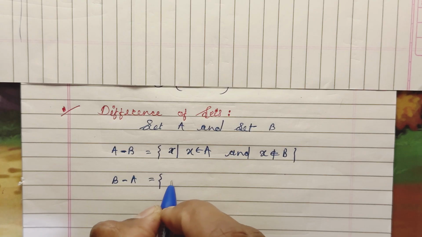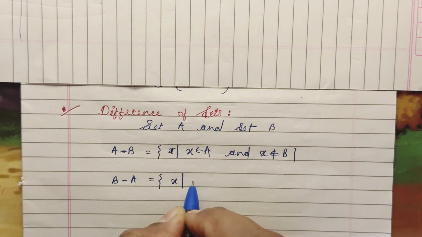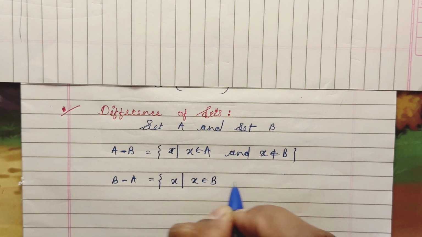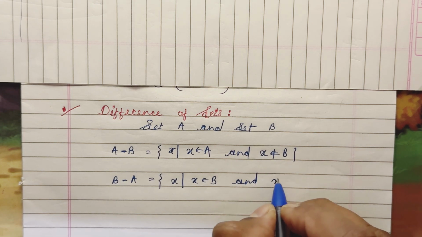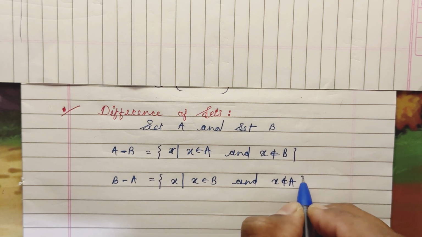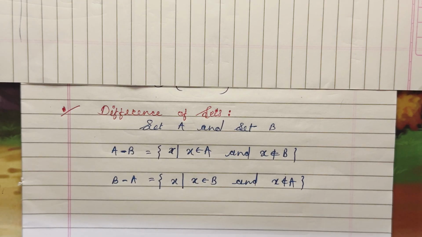For B minus A, we write X such that X is part of B and X is not part of A. That means X doesn't belong to set A. So X belonging to A but not to B is the difference A minus B, and X belonging to B but not to A is the difference B minus A. This is the difference of two sets.